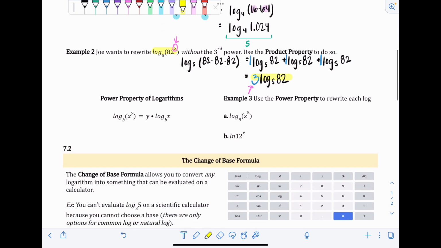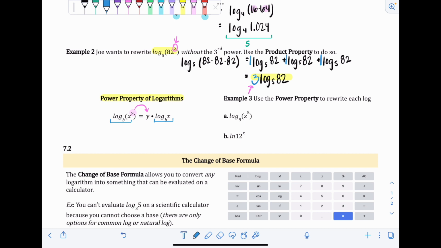So that brings us to the power property for logarithms. The formula for it is: if I have log base b of x to the y, that equals y times log base b of x. What that's saying is if I have an exponent over what I'm taking the log of, I can take that exponent and turn it into a coefficient, a number out in front. The rest of the log stays the same. This is log base b of x, and so is this. The only thing that changes is that the exponent turns into a number in front.